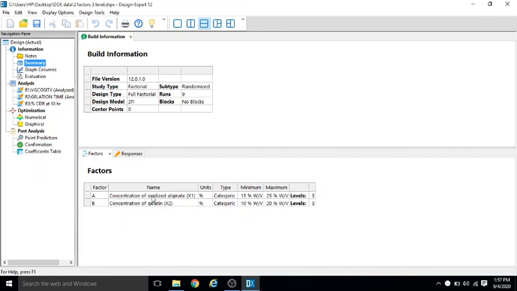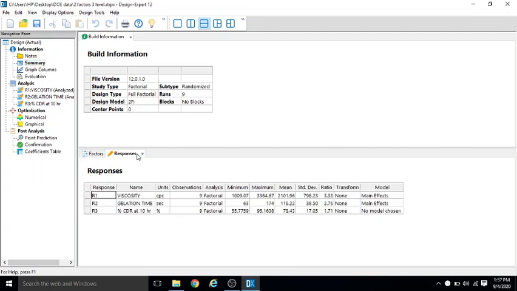So first one is concentration of oxidized alginate, and the unit is percentage weight by volume. Second one is concentration of gelatin, and that is also in percentage weight by volume. So we have taken three different levels: minimum level, maximum level, and the medium level.